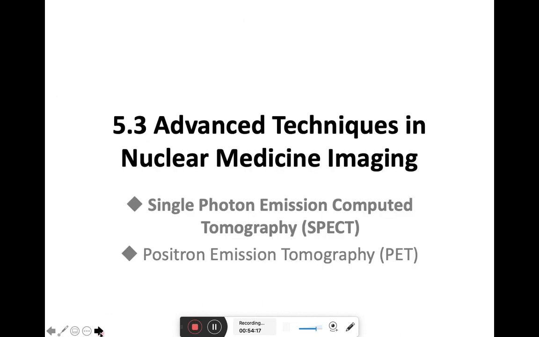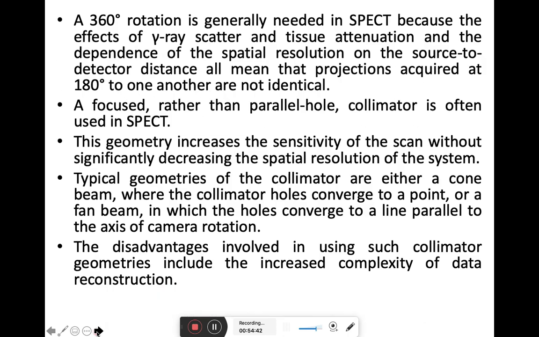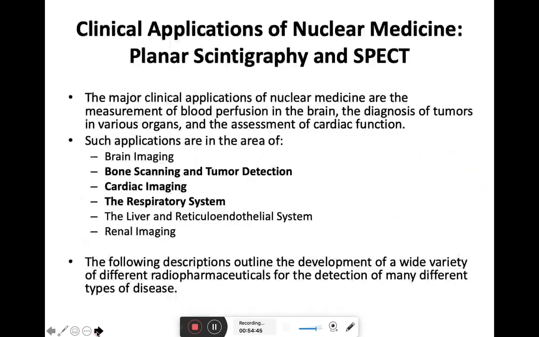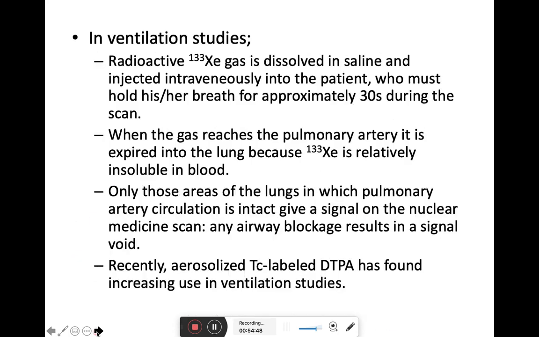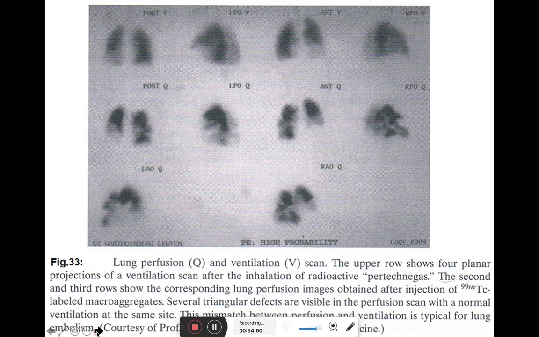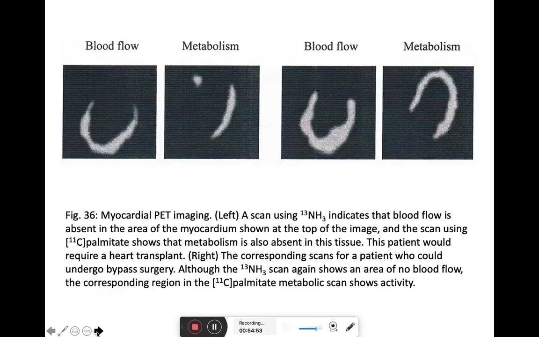So we will proceed with the advanced techniques in NMI in the following weeks. I will let you know when our online class will be available. We're going to finish up 5.3 as well as 5.4. Let me scroll to it first. 5.4 is the clinical applications.